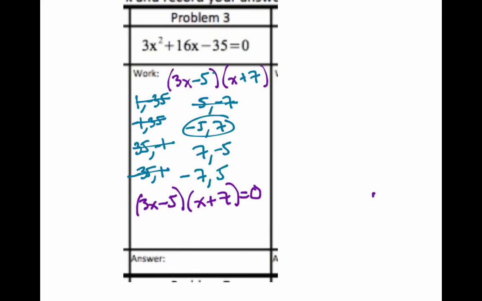And now all I need to do is think about the zero product property. So either this factor has to be equal to 0 or this factor has to be equal to 0. So I'm going to set each factor equal to 0, solve for x. I don't need to show you that. And I'll end up with a solution set of 5/3 and negative 7.